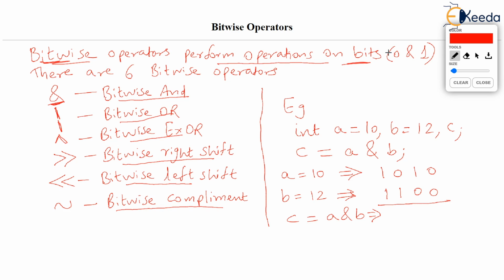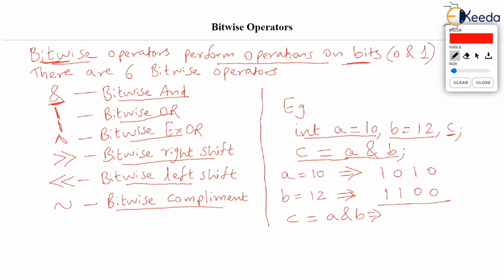To understand what bitwise really is, there is some prerequisite which I expect from GATE students. GATE students obviously know what is the decimal equivalent and what is the binary equivalent of a number. For example, suppose I have int a equal to 10. Then what is the binary equivalent of 10? It is obviously 1010. And if I have b equal to 12, what is the binary equivalent of 12? It is 1100. And I have one more variable c whose value is not yet defined.